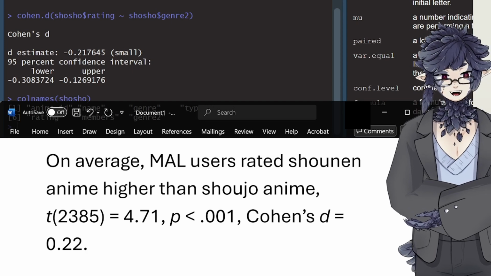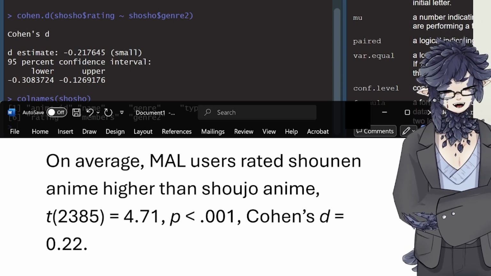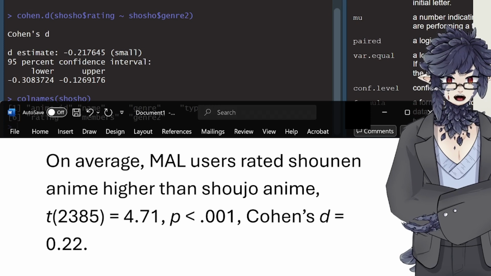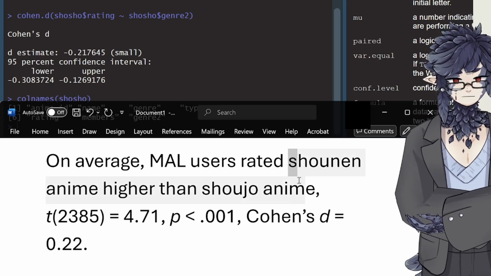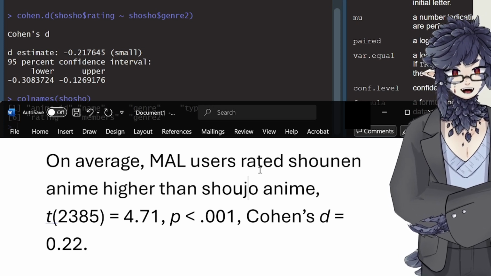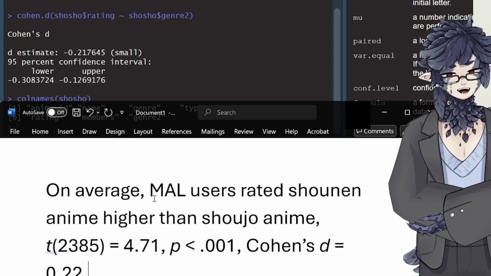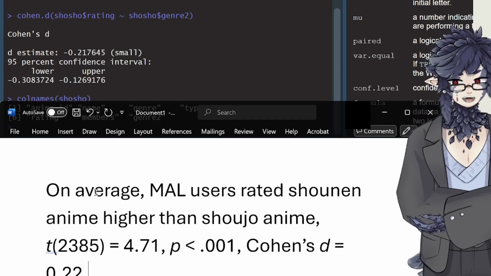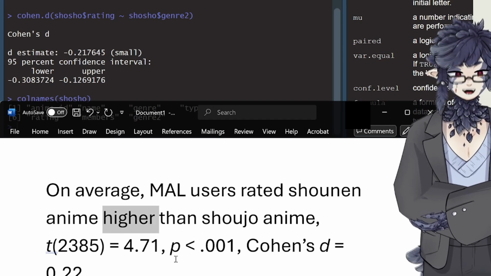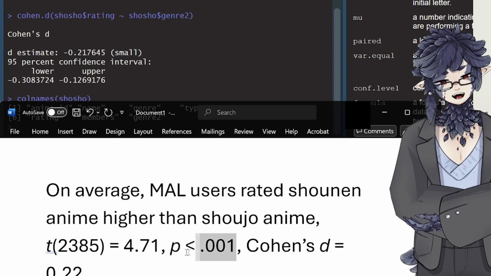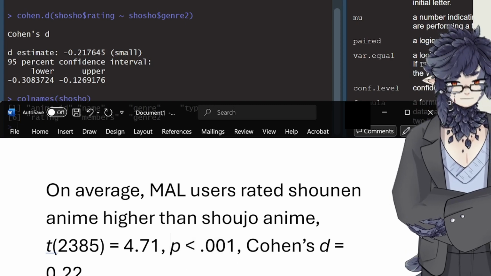There is our APA style write-up of this particular t-test. Pretty short, right? But I have told us what our independent variable is, shonen versus shoujo. I've told you what the dependent variable is, rating. And I've told you that there was a difference. Just by saying higher, that implies that there was a difference. Therefore, I'm indicating that I've rejected the null here.